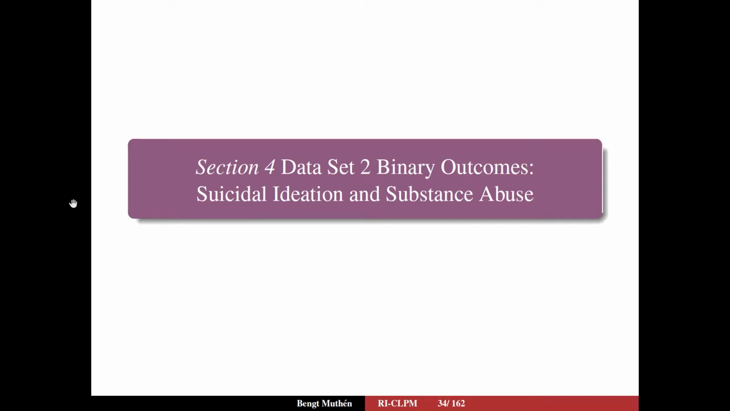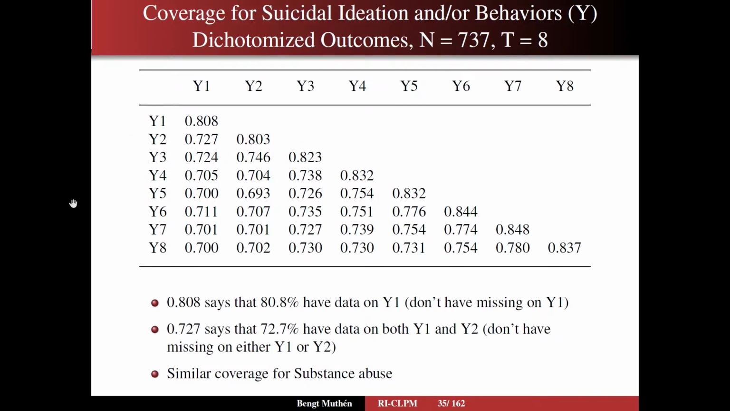In section 4, we take a closer look at dataset number 2 with the binary outcomes of suicidal ideation and substance abuse. On slide 35, we look at the coverage for suicidal ideation for the 8 time points. And like for the combined data, we have a low attrition over time and have about 84% left at the last time point here. And with good coverage for the covariances between the y's as well.